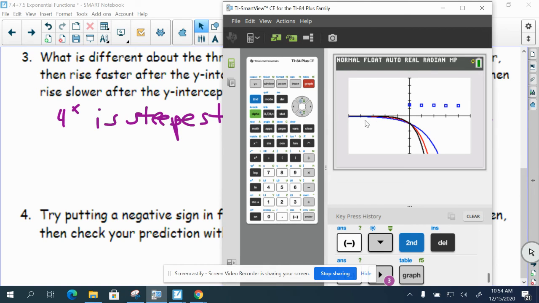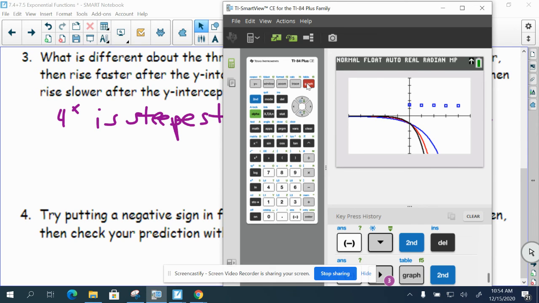And then, yep, so the black one is still the steepest. It's just going in the opposite direction. It's going down. Now, this is still exponential growth because it's growing. It's just in the negative direction.